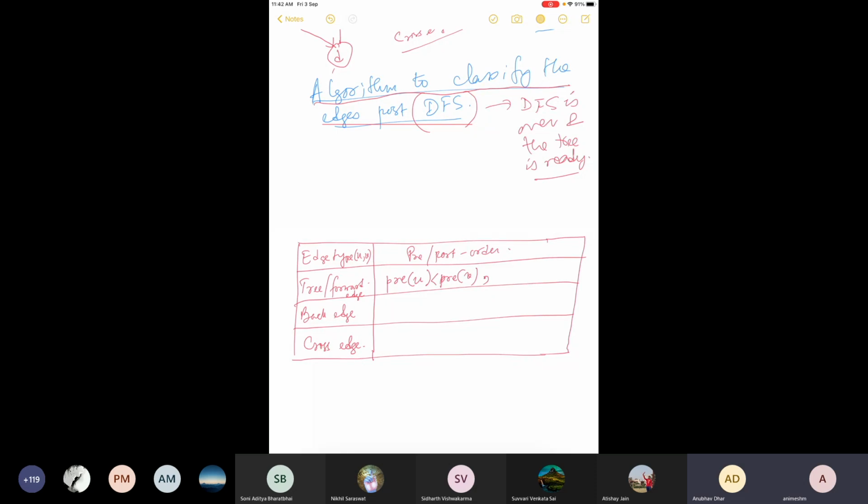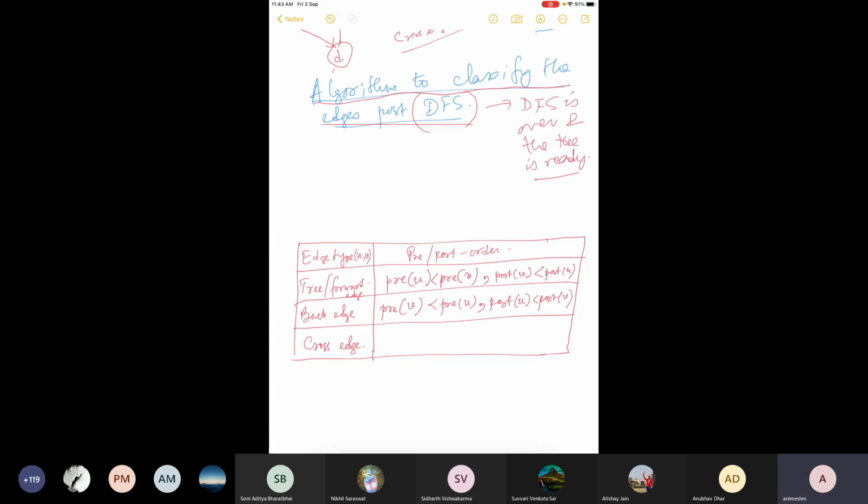Anything else? As well as post-order of U should be greater than post-order of V. Post-order of V should be less than post-order of U. For back edge, pre of U greater than pre of V. Pre of V less than pre of U, post of U less than post of V.